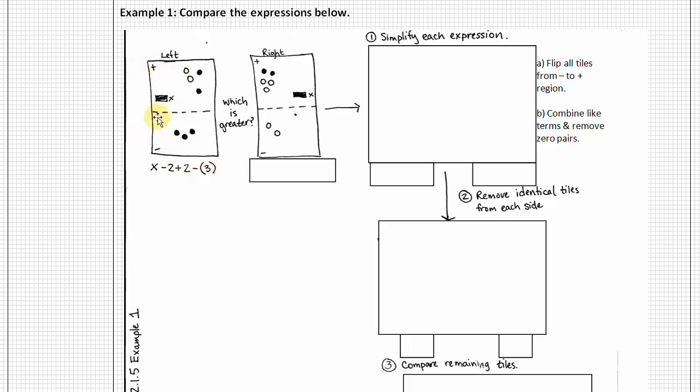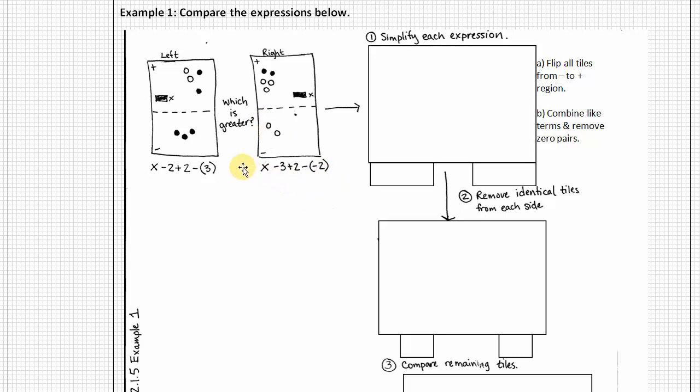So using this as your model, go ahead and see if you can write the expression for the right-hand side. Let's go ahead and see. I started with the upper region, the positive region, with an x tile, 3 negative, so x minus 3 plus 2 is what I would have for the expression in the top. And then in the negative region, so minus -2.